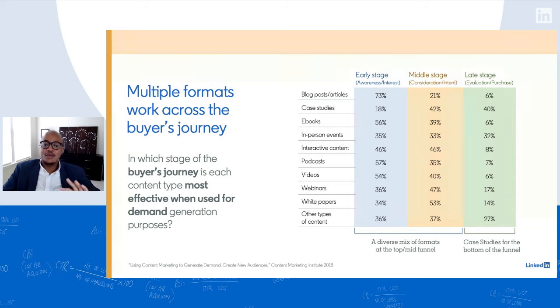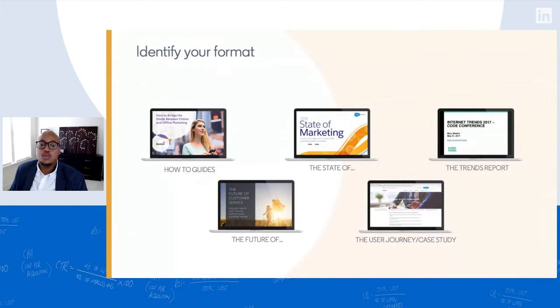I wouldn't say this is an end-all be-all rubric for, hey, I'm starting out, I need to start leveraging ebooks or guides or podcasts. You may determine that your audience is most interested in podcasts and they work across the funnel. The only way to get to that is testing, and we talk about that a little later in the presentation. As you're building out and starting to execute your strategy, think about identifying your format. I have a couple examples here on the screen, whether it be your how-to guides or your state of reports. Future forward content tends to perform really well on the platform. Your trends reports, especially after a larger conference, or hopping in and doing an analysis of what user journeys look like in your field.